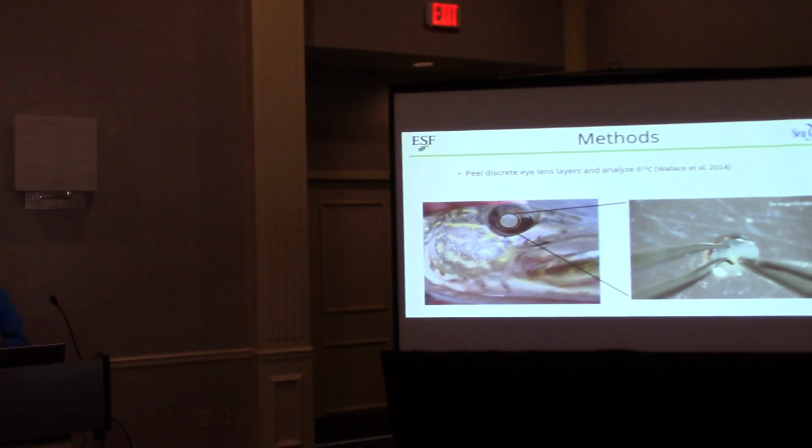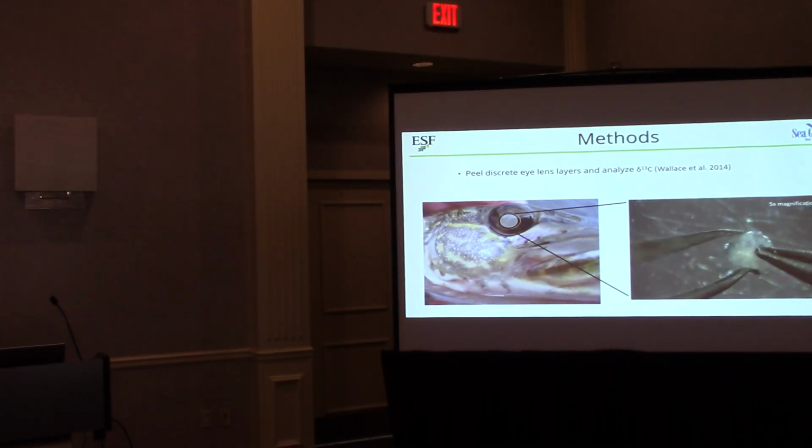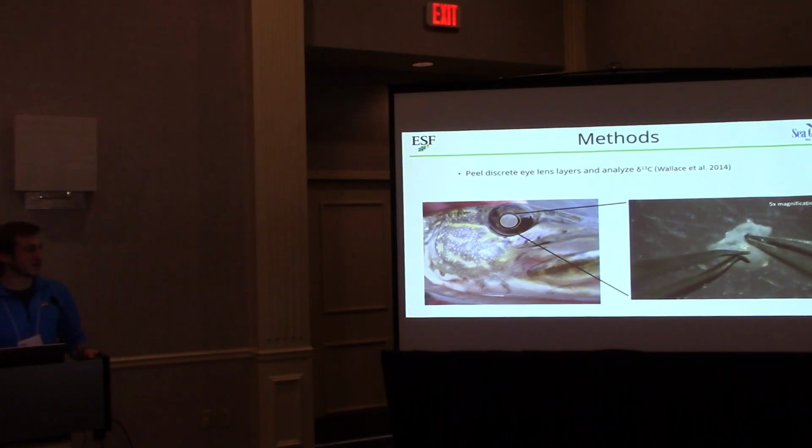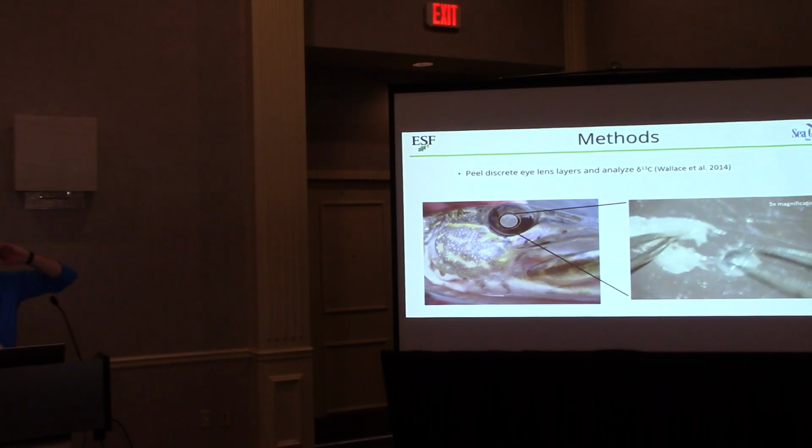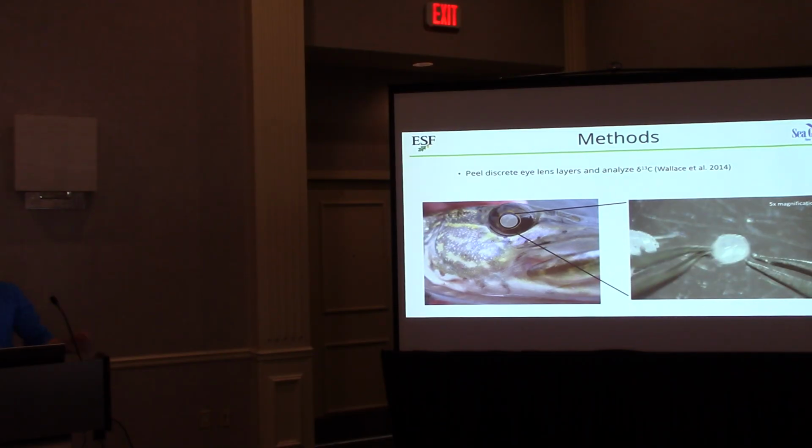All right, we're back. So basically this is the fun part now, I swear. This is where we peel the eye lenses under a dissecting microscope using really, really fine-tip forceps. And what you can see here is me inserting the forceps into the top of it, almost like an onion, and peeling back one layer at a time.